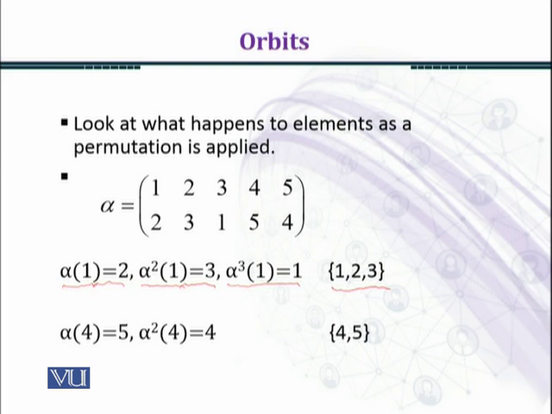And now you can see that when alpha acts on 4 the first time, we obtain 5 because 4 goes to 5, and when we apply alpha square on 4, we get 4 since 5 goes to 4. And in this way we get the orbit 4, 5. And you can see that these two sets are disjoint, and what is the significance of disjoint sets in this case, we shall see in the next module.